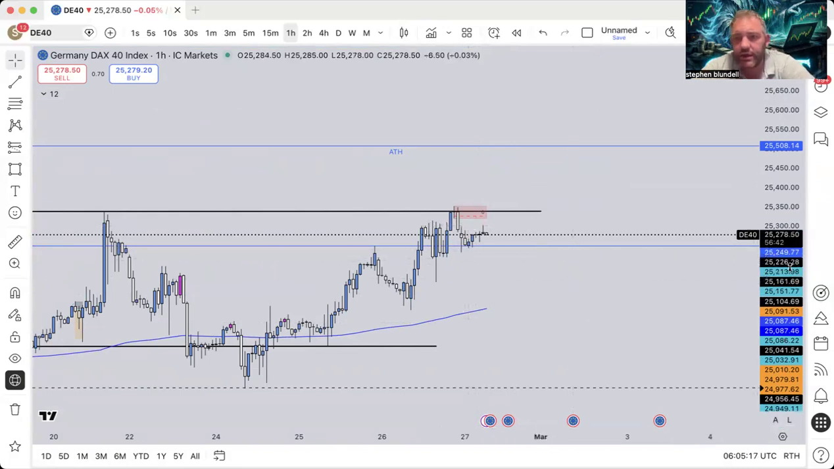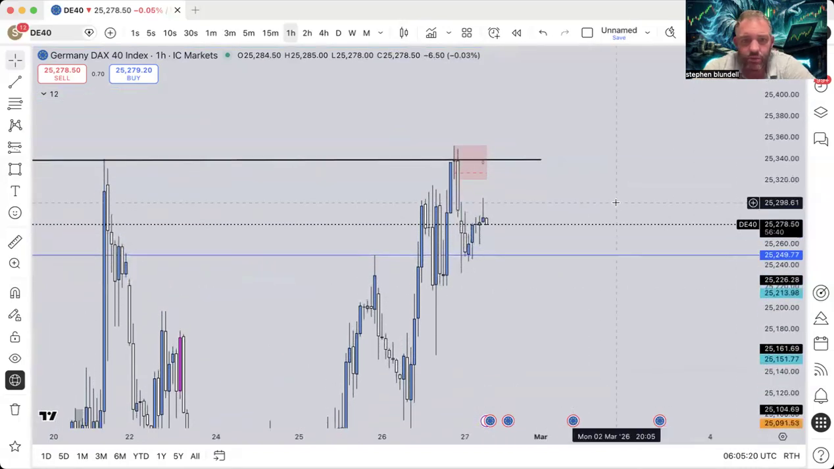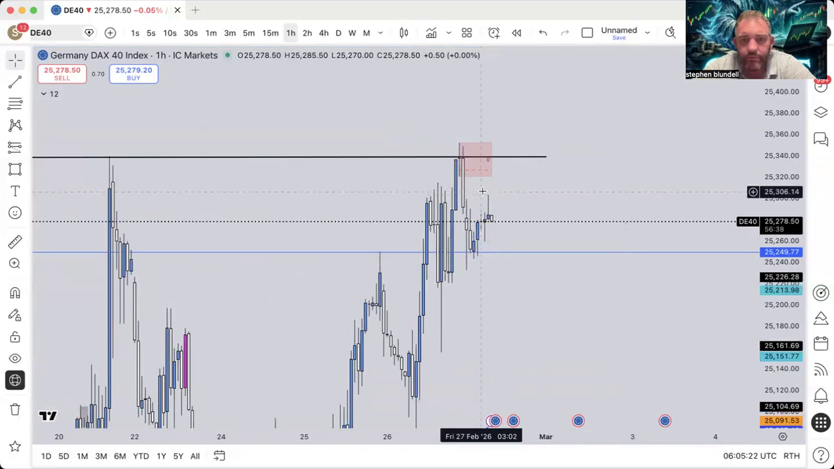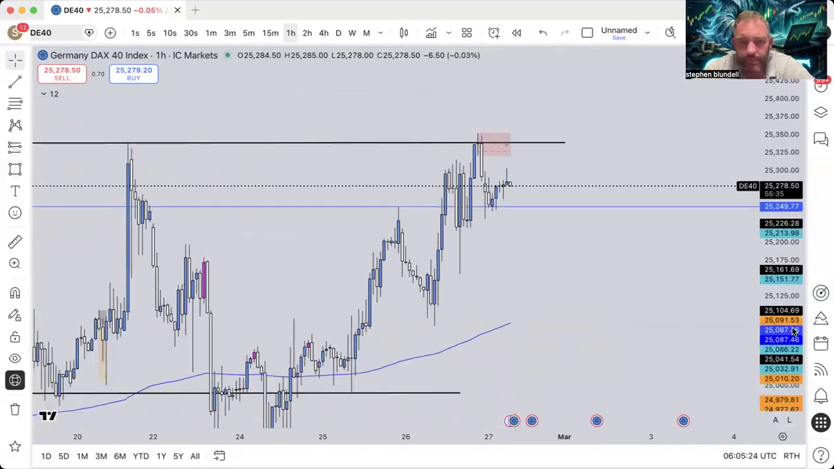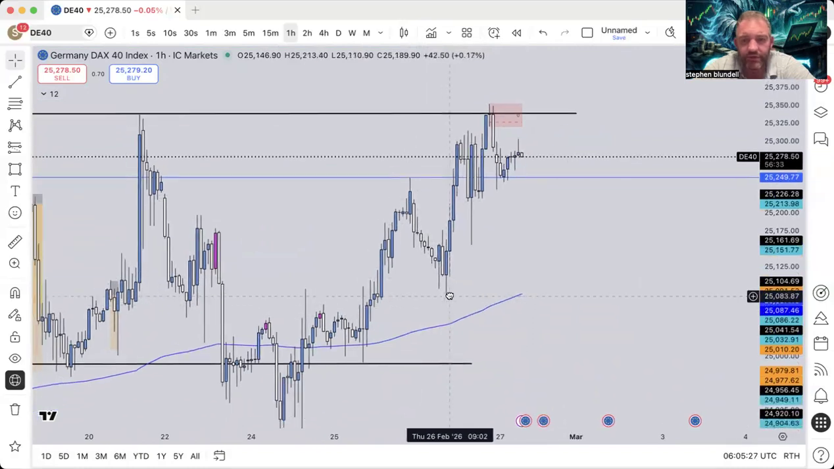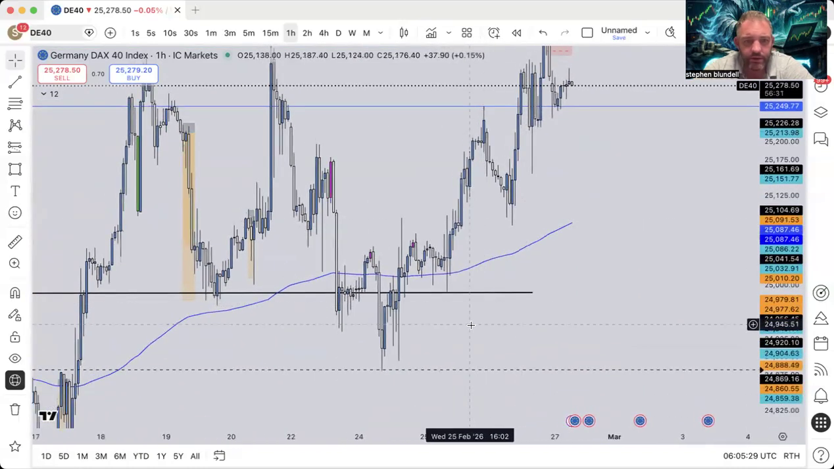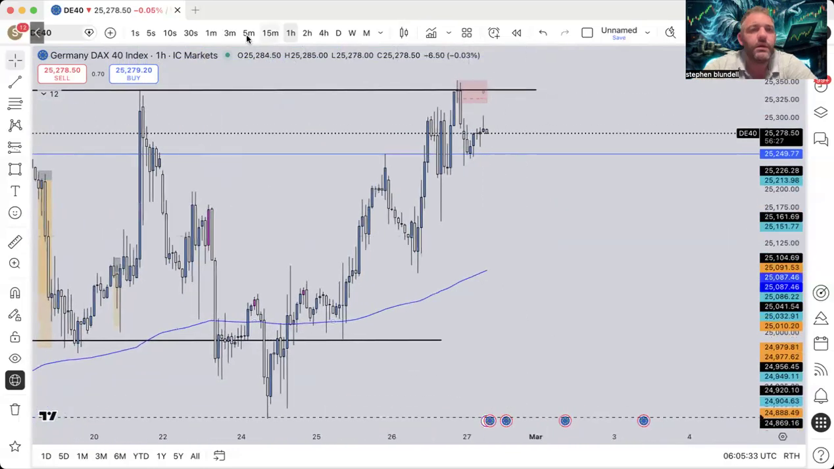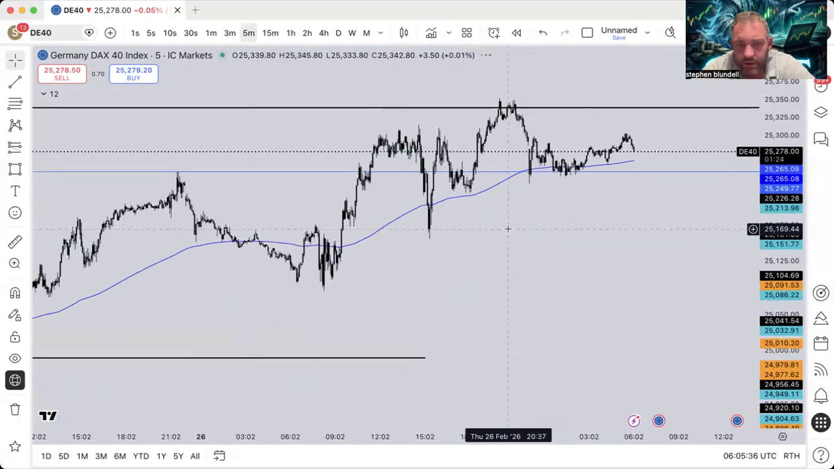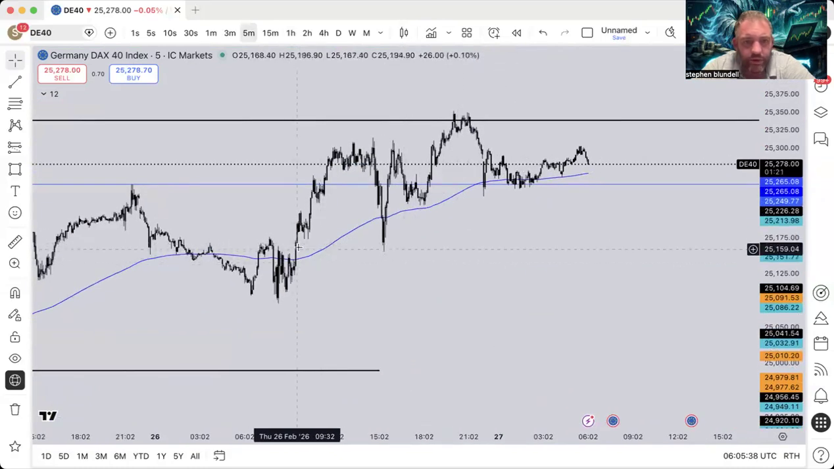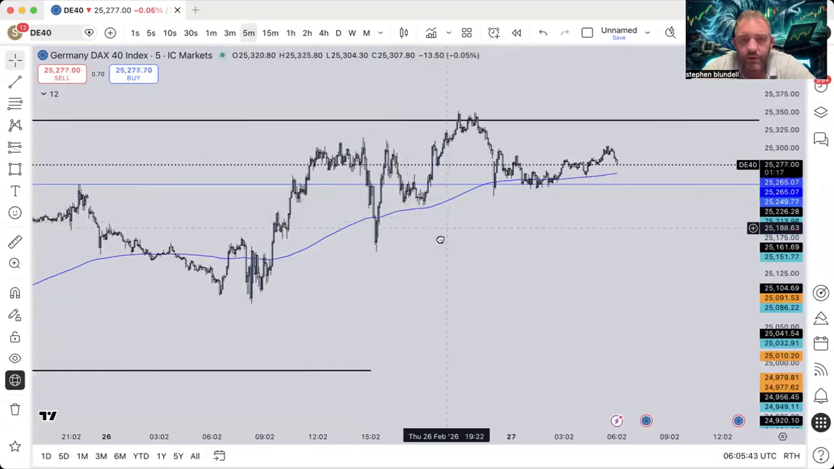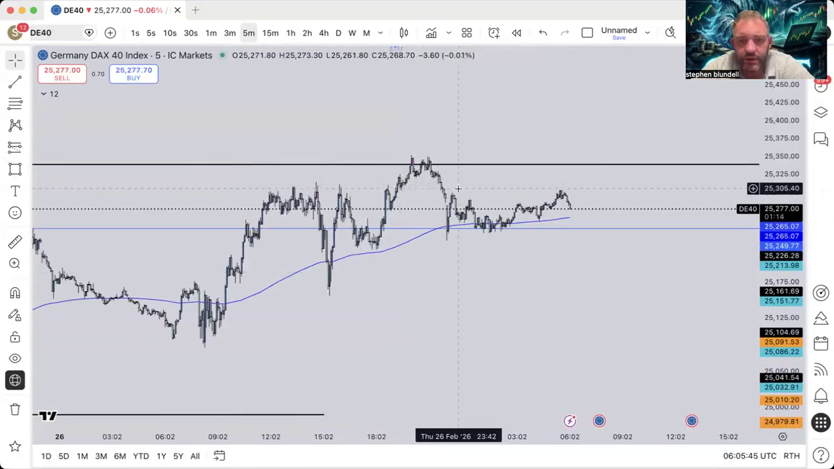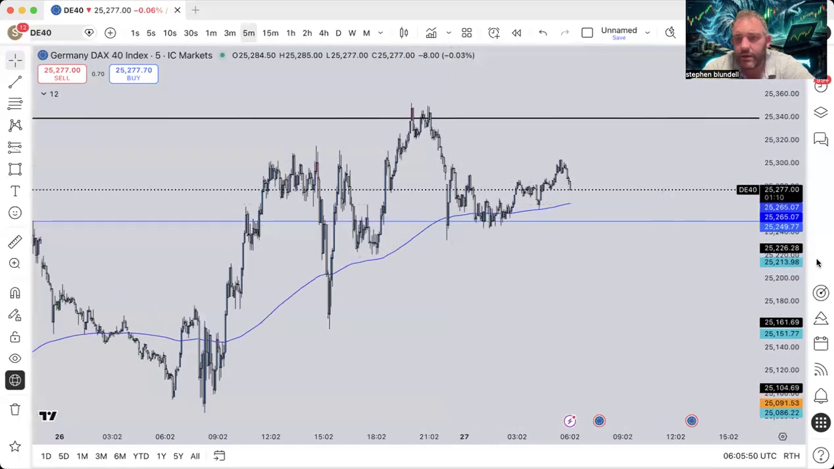Okay, so we might get another sweep potentially of this area here. So we've got nothing down here. So what targets have we got? Obviously, this is for a long term, not really a long term, but we've broken out of this imbalance. Don't have anything there. So we are, as we swept there.